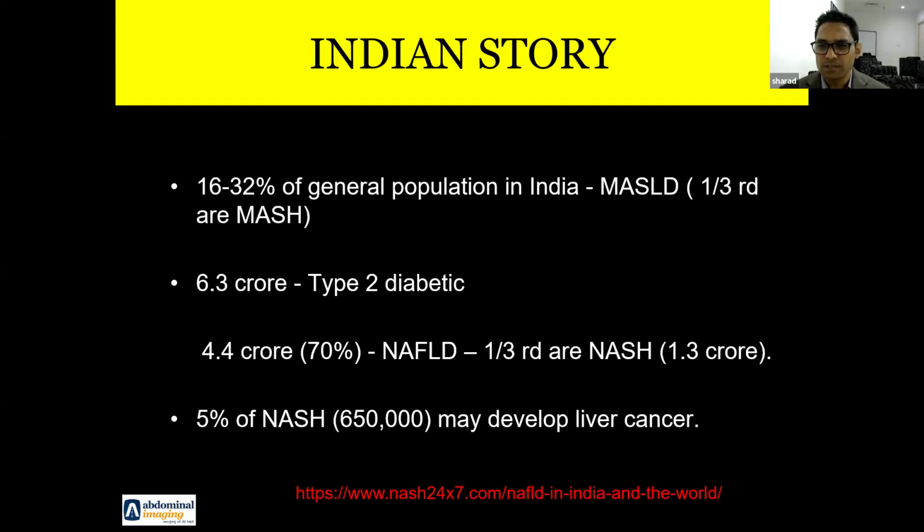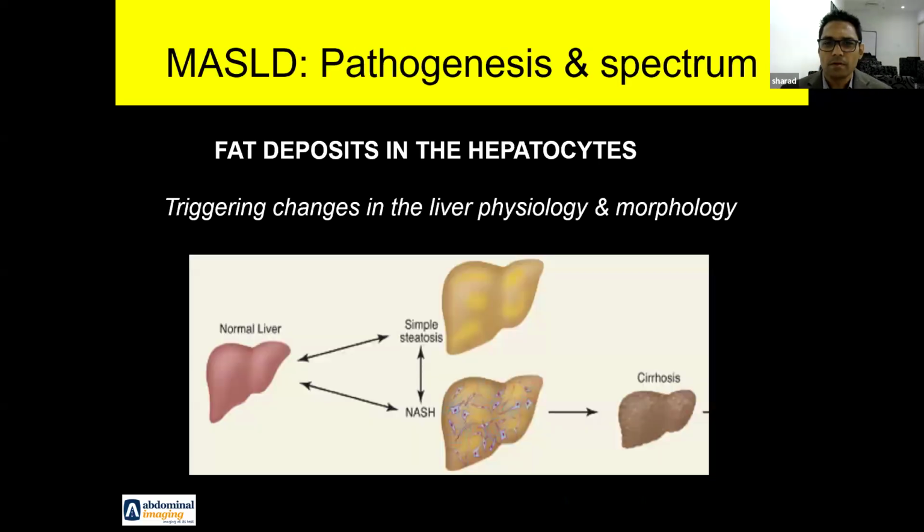And out of this 1.3 crore of NASH, 5% will develop HCC. So we are looking at a staggering 6.5 lakh patients of liver cancer. So this is the spectrum of the disease.